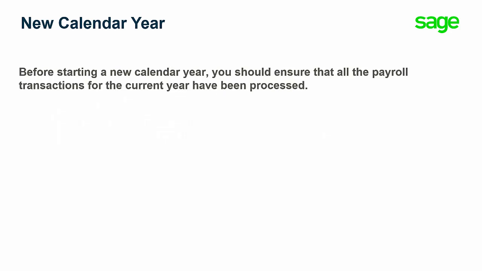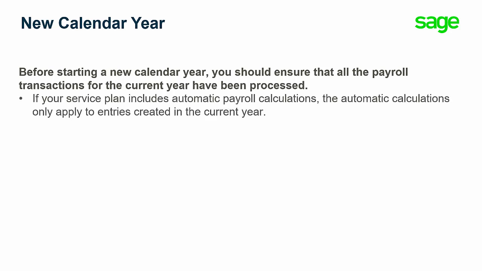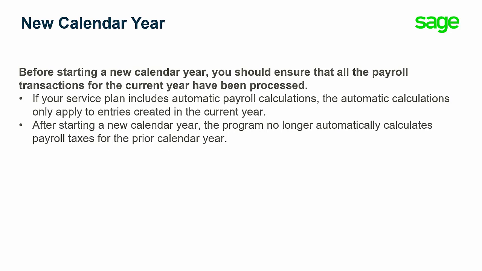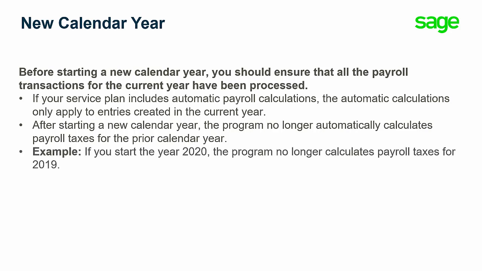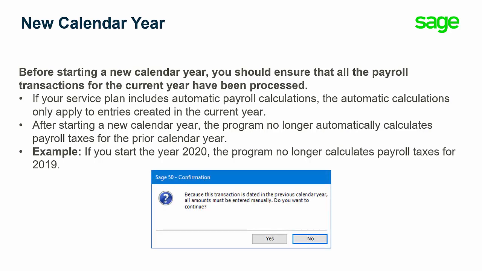Before starting a new calendar year, you should ensure that all of the payroll transactions for the current year have been processed. If you have a service plan that includes automatic payroll calculations, the automatic payroll calculations only apply to payroll entries created in the current year. After starting a new calendar year, the program no longer automatically calculates payroll taxes for the prior calendar year. For example, if you start the year 2020, the program will no longer calculate payroll taxes for the year 2019.